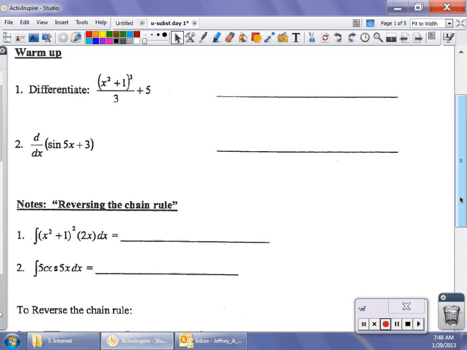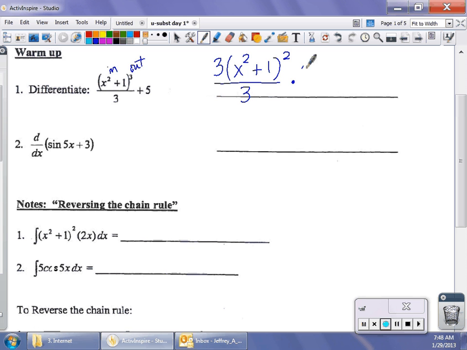We have an inside function of x squared plus 1. So that's our inside function here, and we have our outside function of the cube. So when we find the derivative, we take the derivative of the outside. So we have 3 of the quantity x squared plus 1 to the second power, there's my power rule, over 3, times the derivative of the inside.